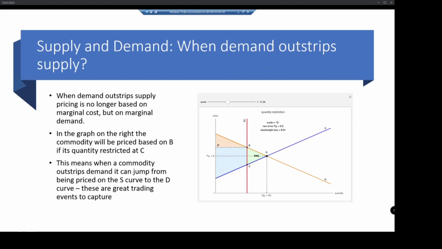which happens in commodity markets, in particular resource commodities, every now and again, and also the inverse happens where supply outstrips demand. So when demand outstrips supply, pricing is no longer based on marginal cost, which I'll show you what the marginal cost is in a minute, but it gets priced on marginal demand.